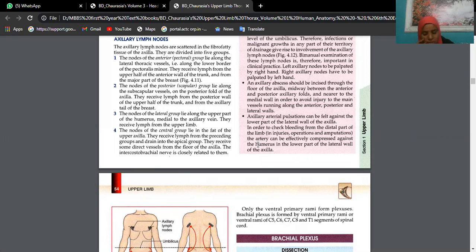Supinators of the forearm. Which is the chief supinator? There is a muscle which is by name supinator. Along with that, a very important muscle we have, which is a strong supinator. Screwing actions are done by that. Biceps brachii. Okay, biceps brachii.